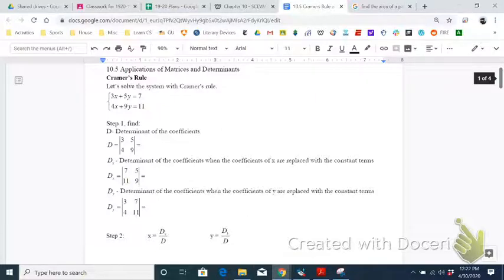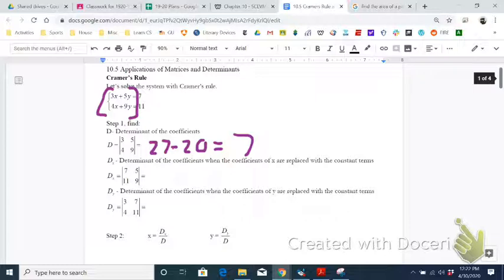So step one is we're going to find the determinant of the coefficient matrix. That would be pretty much this matrix right here without x and y. And we're going to get that number. So it's going to be 27 minus 20. So that's 7. That's called D, just the determinant of the coefficient matrix.